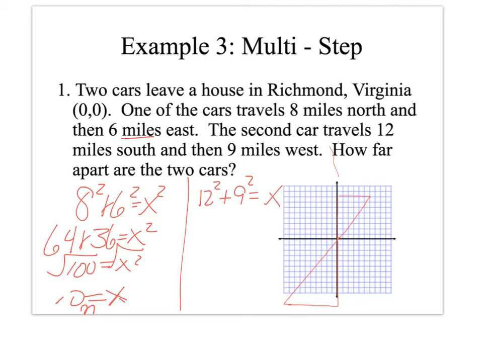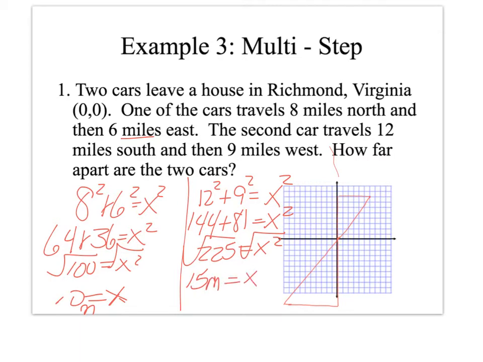Our second car, we know it went 12 miles south, and then it went 9 miles west, and we're looking for its hypotenuse. So 144 plus 81 equals x squared. You get 225, which also happens to be a perfect square. We're going to square root each of those sides. And you figure out that the second car is 15 miles from the starting point. So now your total distance is going to be the 10 of the first car plus the 15 of the second car for a total distance of 25 miles.